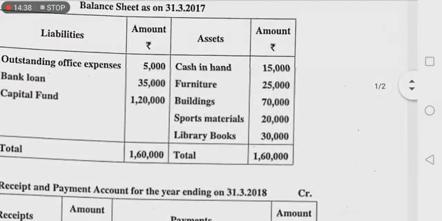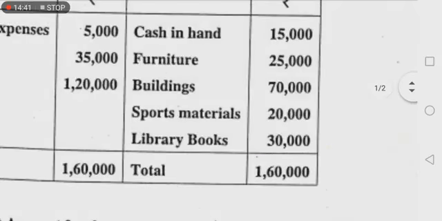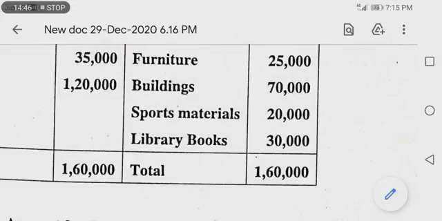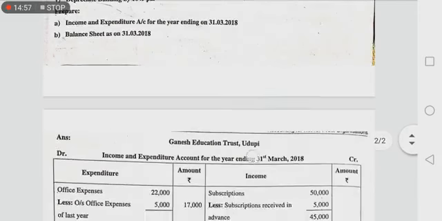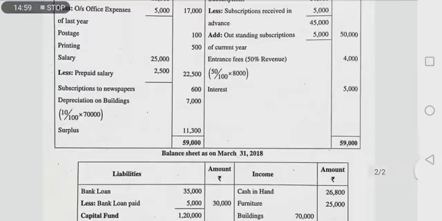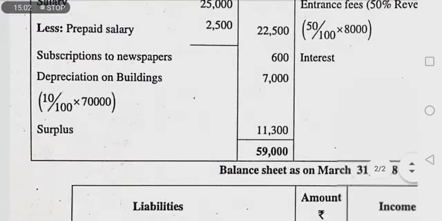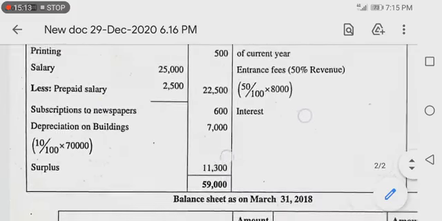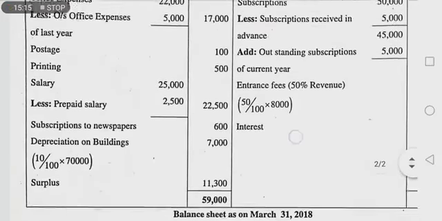Students, please take your calculator and calculate the depreciation on the building amount. Under the balance sheet they have given the building amount, that is 70,000. They have not mentioned any date, so no need to worry about the date. So 70,000 into 10%, whatever amount you get, we have to record under the income and expenditure account as depreciation on building. If you calculate 70,000 into 10%, you will get rupees 7,000. Depreciation is a kind of expense, so we have recorded it under the expenditure side.